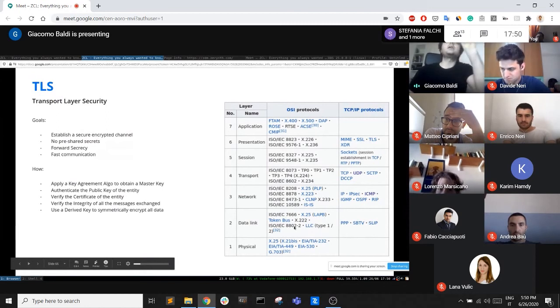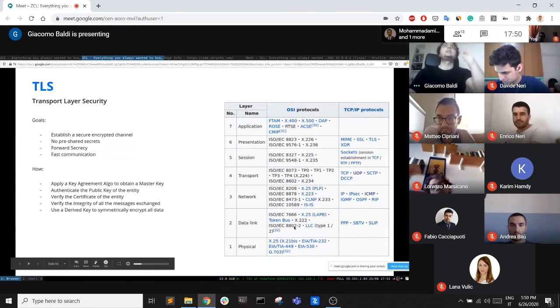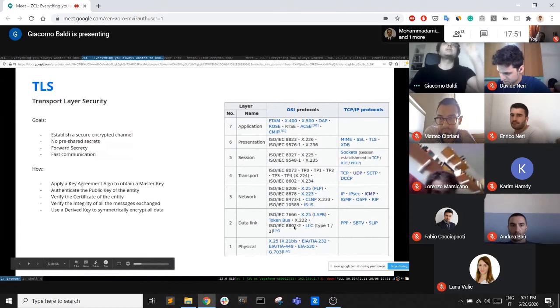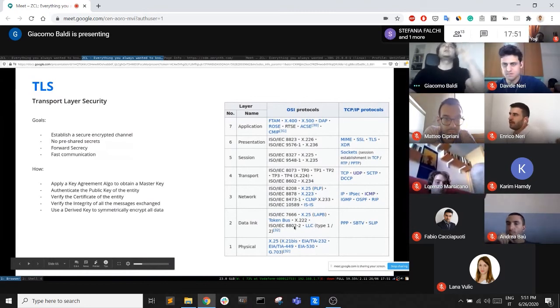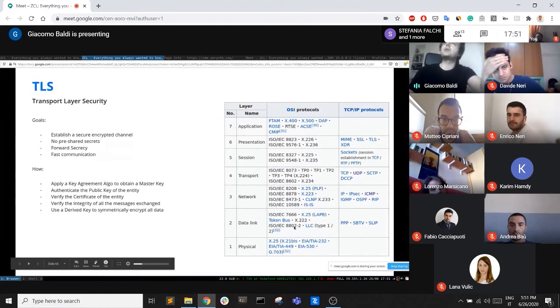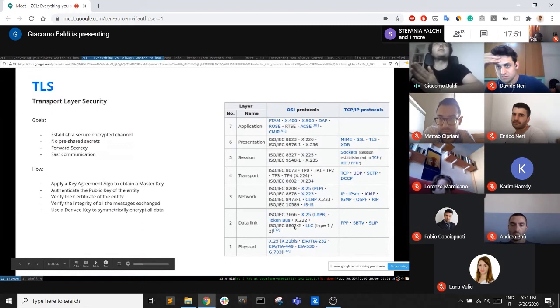How does it work from a bird's eye point of view? The first thing that I do with Matteo is to apply a key agreement algorithm and obtain a master key, a secret that only I and Matteo can use for this particular communication. Then I have to authenticate the public key of Matteo, if he is behaving like the server, okay, by checking the certificates that he is sending to me, by comparing them and verifying them with the trusted anchors that I have on my machine, okay?